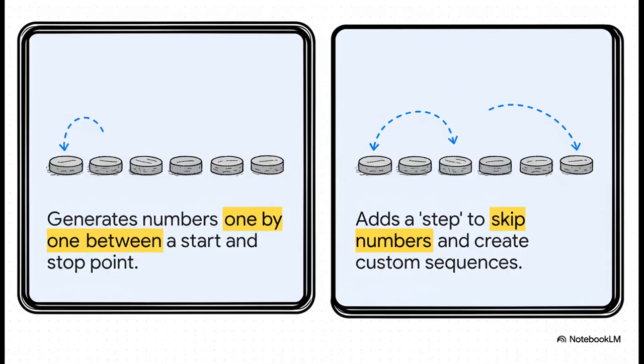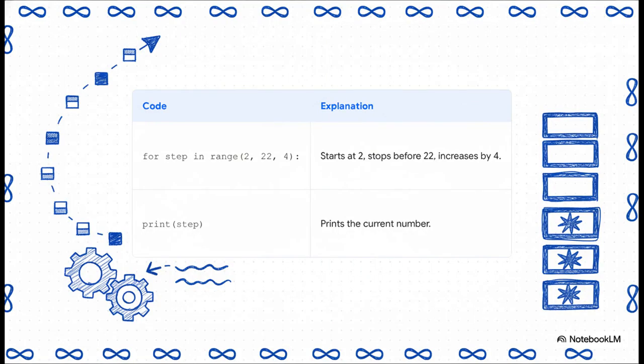So you've got 2 main flavors of range. The basic version just counts from a start number up to an end number. But the advanced version, well, it adds a third ingredient, a step, which lets you get fancy and skip numbers. You can count by 2s, by 10s, whatever you need. Let's really pick this advanced version apart.